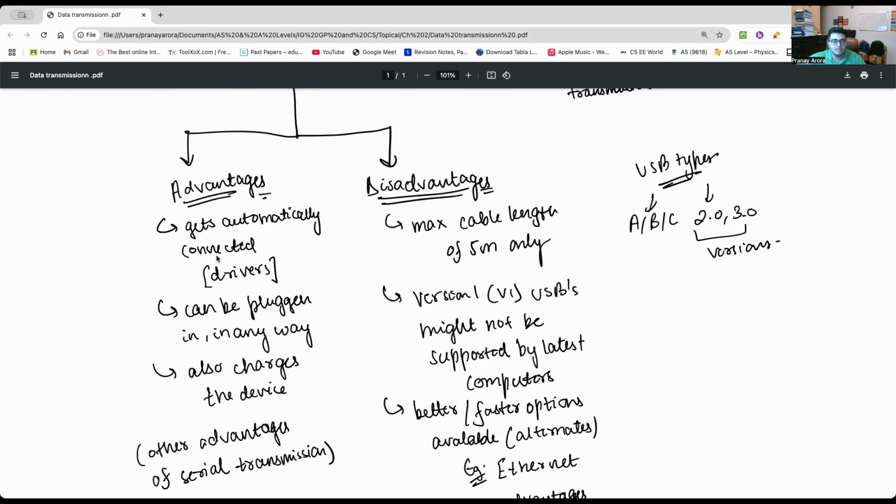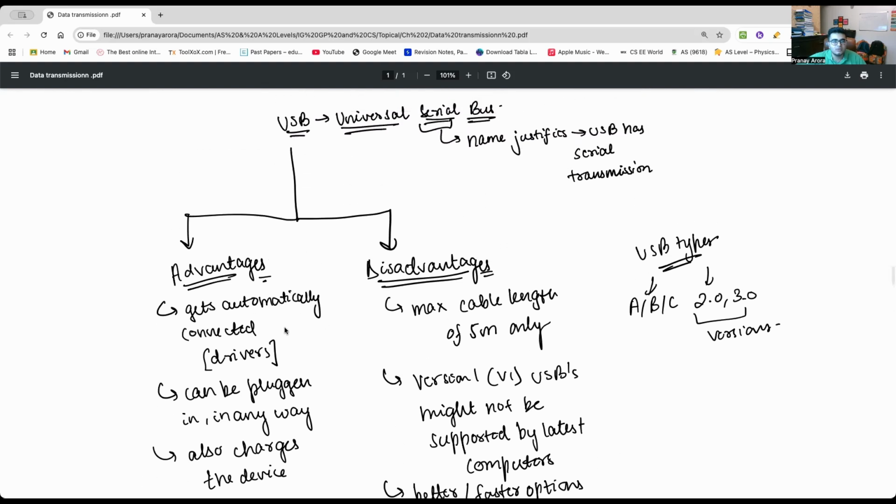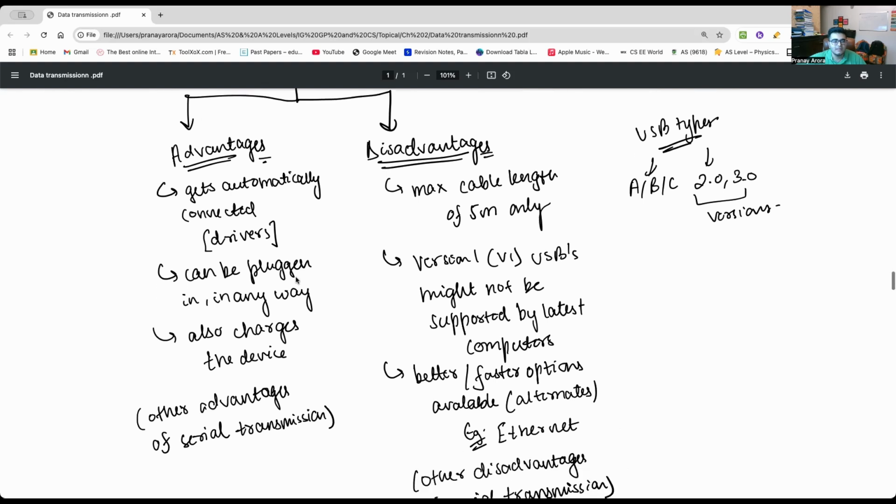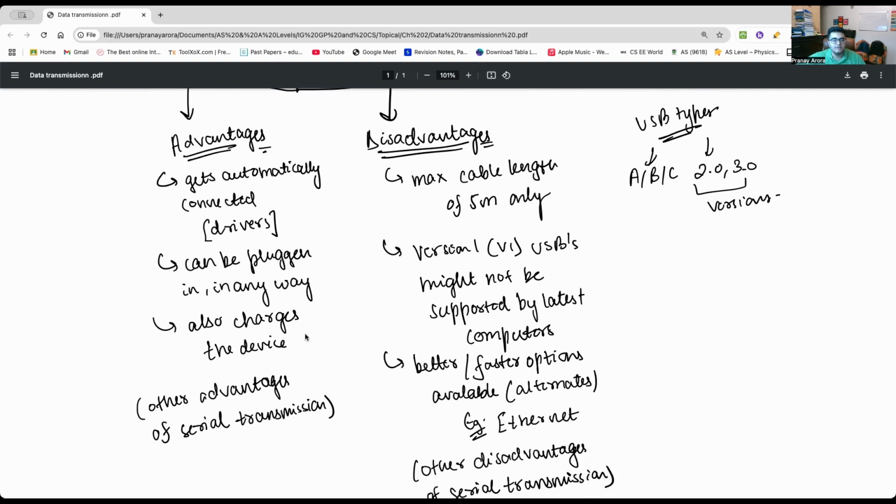Advantages: it gets automatically connected. USB gets automatically connected and we do not need to install the drivers. Automatically they are installed by the system. It can be plugged in any way. It also charges the device. This is another advantage.